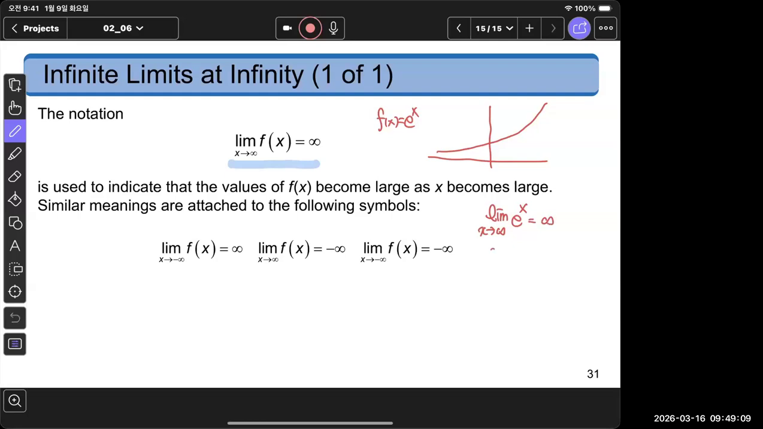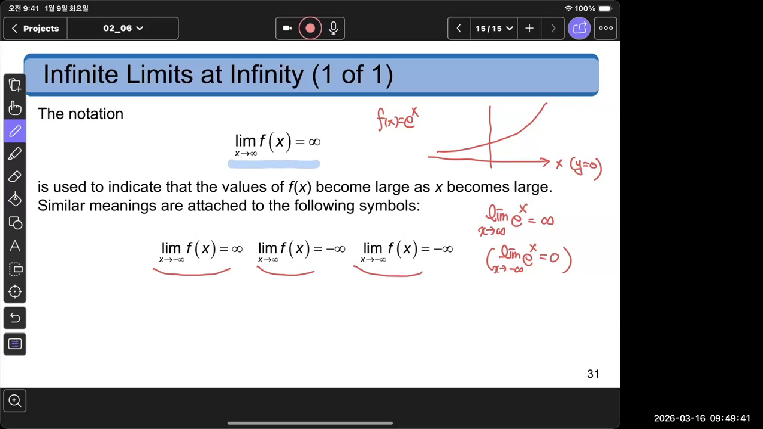Of course, the limit of e to the x as x approaches negative infinity will be 0. And the x-axis, the y equals 0 line, will be a horizontal asymptote of this exponential function. And similar situations can be defined, and in that case, those symbols may be meaningful.